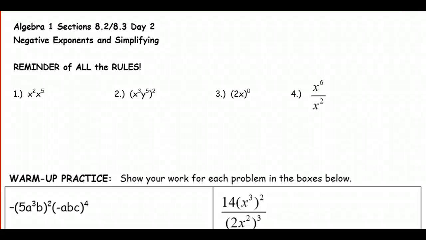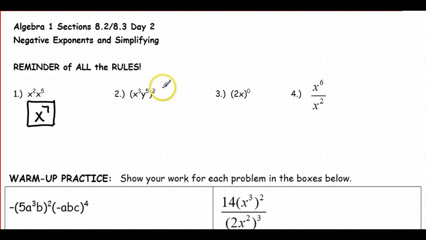Today we're going to continue looking at section 8.2 and 8.3, and we're going to look at negative exponents. Alright, so before we get started looking at the negative exponents, let's do some review. In number 1, let's simplify x squared times x to the 5th. Remember, when we multiply powers with the same base, we can add their exponents. So this becomes x to the 7th.